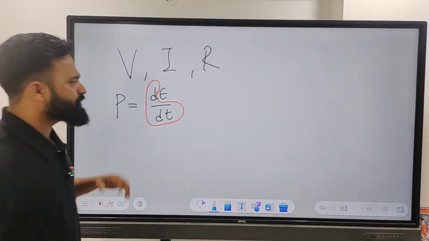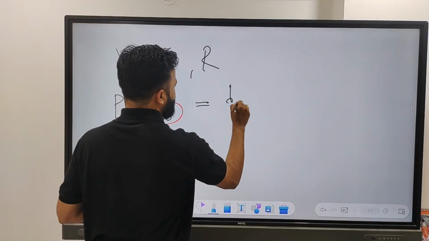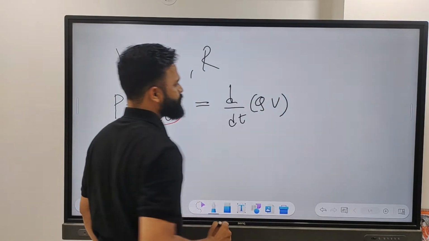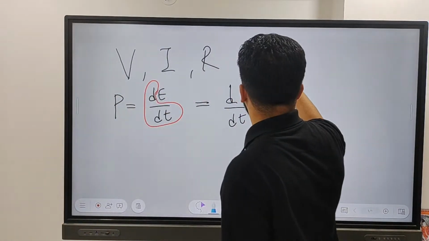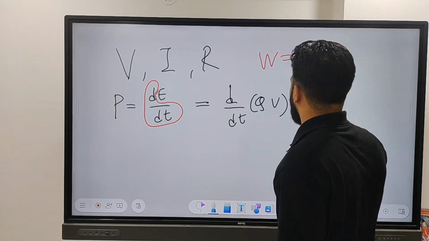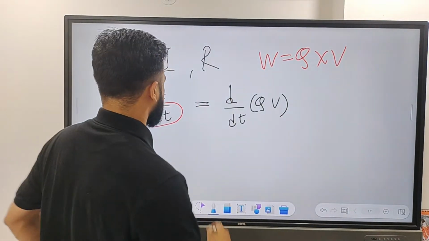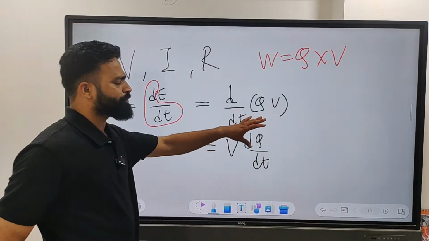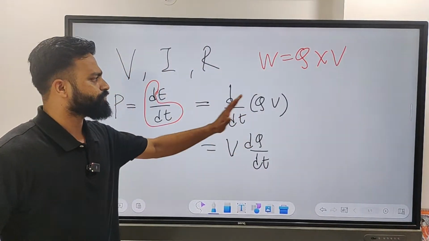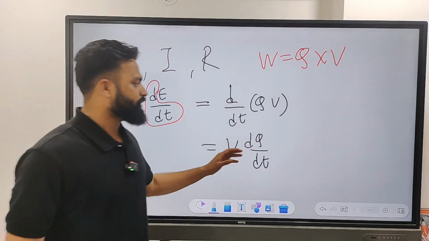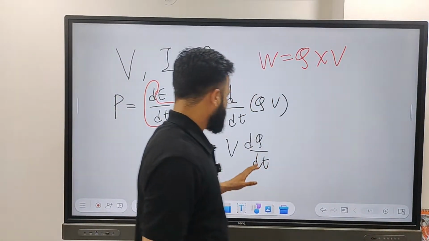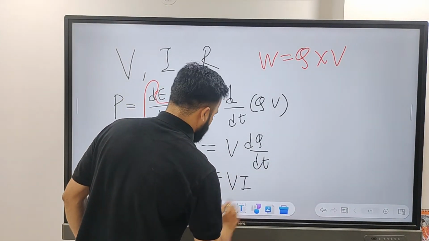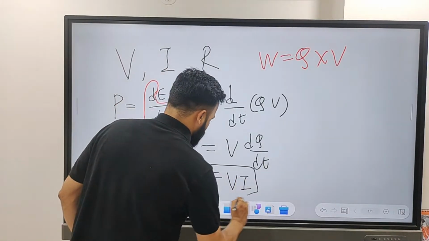And electrical energy is work done. So I can say that this is d by dt of Q into V, because electrical work we studied, work is equal to Q into V. And if we assume voltage to be constant, I can write this as V dQ by dt. Voltage is assumed constant, and because of that it comes out of the derivative, it is a constant term, and what you get is dQ by dt. And what is dQ by dt? It is I. So ultimately what we get? VI. Power is equal to voltage into current.